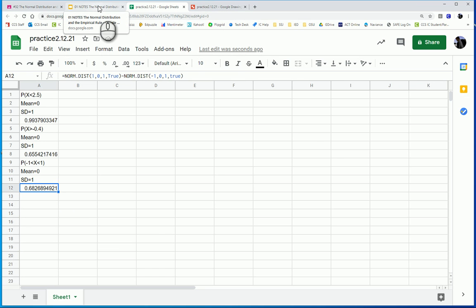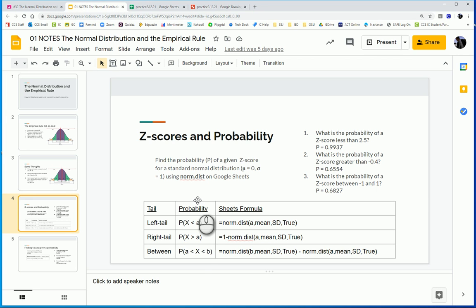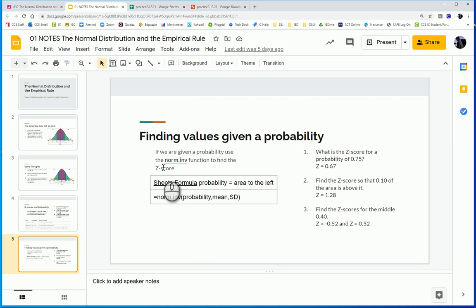68.26%. Okay, so that's how you find, if you're given a z-score, the probability related to that z-score, that something is less than, or something is greater than, or something is between two values. But what if we want to go the other way? Say we know the probability and we want to find, well, where is that z-score? Or what is the z-score related to that probability? And we're always thinking probability to the left.